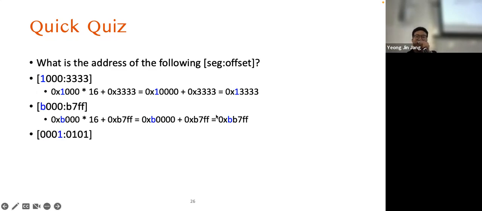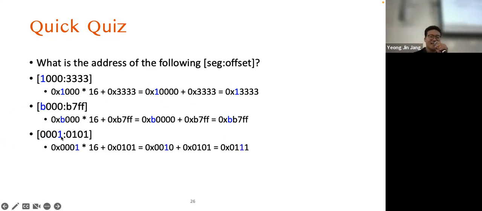And then a little bit of a tricky one. It has a 0001. It's not that tricky. What we need is to multiply this by 16, so 0010. It's not on the 5th digit, but adding with the offset, we will get 0111. So the rule is multiply by 16 and then add the offset.